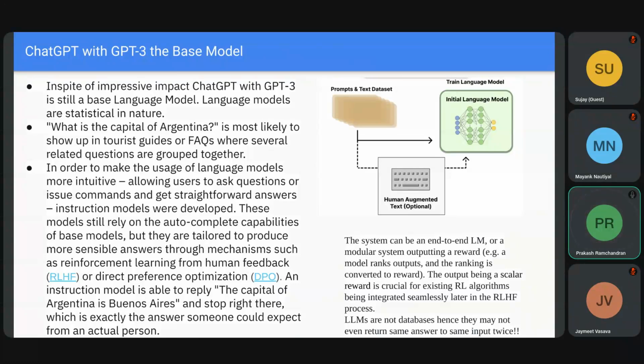Now the system can be end-to-end. Large language models are a modular system. And you reward the model by ranking the outputs, and thereby this reinforced learning happens. This is what the diagram is showing, and it's depicted at the bottom.